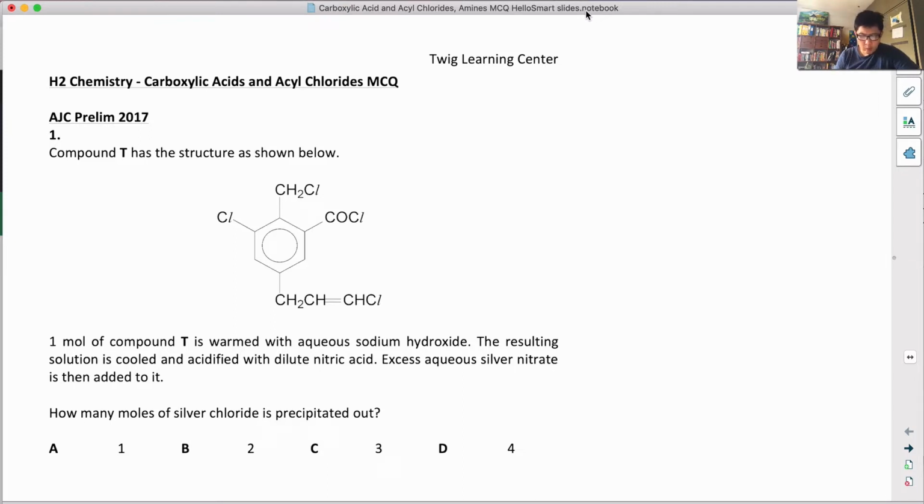Compound T is warmed with aqueous sodium hydroxide, and then the resulting solution is cooled, acidified with dilute nitric acid, and then you add silver nitrate to the product. This is actually testing for the presence of chloride, because Ag+ will react with Cl- to form silver chloride. So you'll see which one will give you the precipitate. This actually is a hydrolysis question.